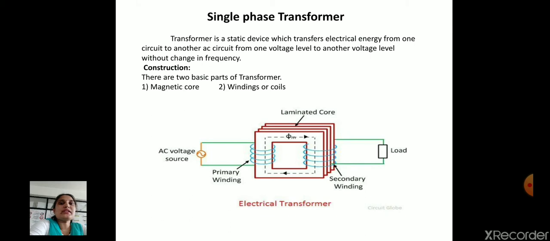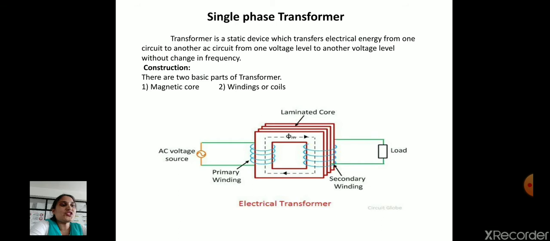Now in the construction part, the figure shows the construction of the single phase transformer. It has two main basic parts. The first one is the laminated core, or I can say the magnetic core, and the second is the windings or coil.